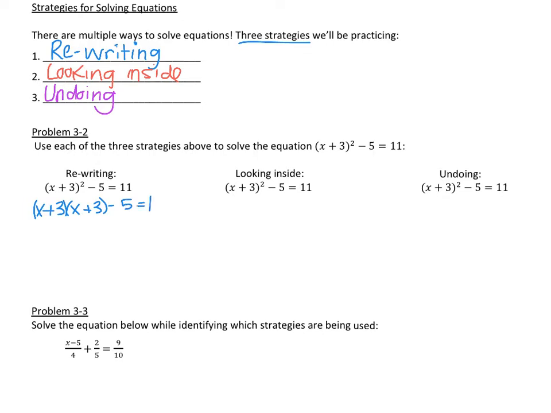So we're rewriting this. Now at this point, again, I would multiply this out or distribute it. So as I distribute this, I'm going to do x times x, which is x squared, plus x times 3, which is 3x, plus another 3 times x. So I have 3x plus 3x, which is 6x, and then 3 times 3, which is 9, minus 5 equals 11.